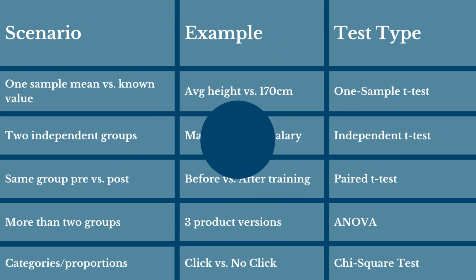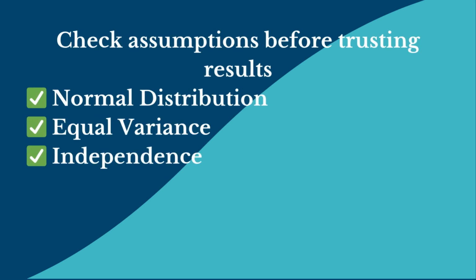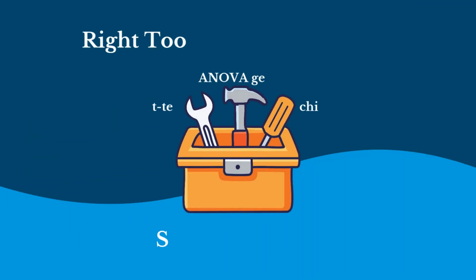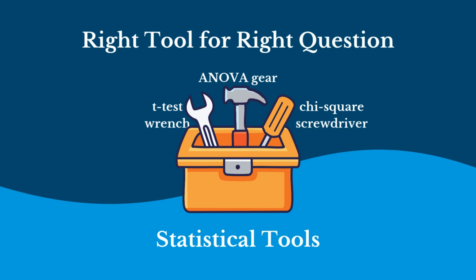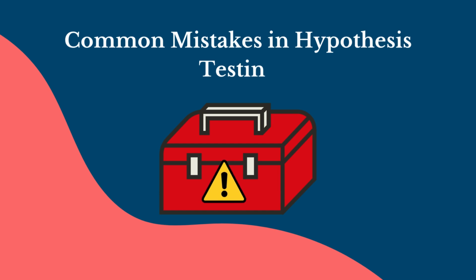If you are comparing the mean of one sample to a known value, use a one sample t-test. Comparing means between two groups, an independent sample t-test. Same group before and after a change, a paired t-test. Comparing more than two groups, ANOVA. And for proportions or categories, the chi-square test. Each test has assumptions like normality, equal variance, and independence that must be met for results to be valid. So, choosing the right test isn't just about formulas, it's about matching your question and data type to the right statistical tool.